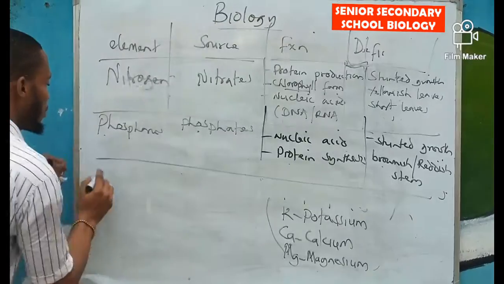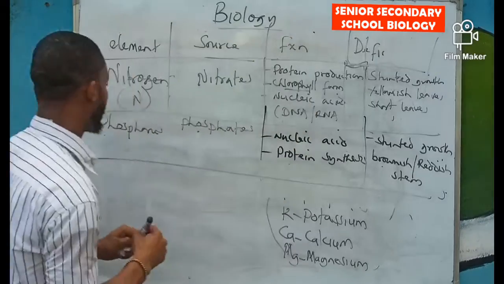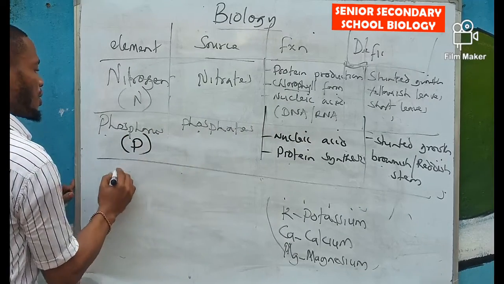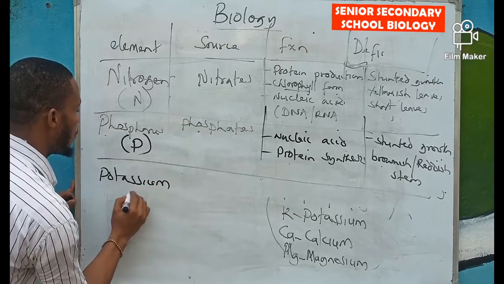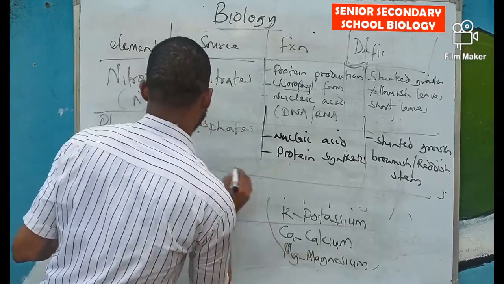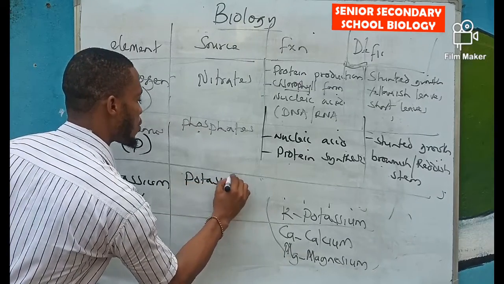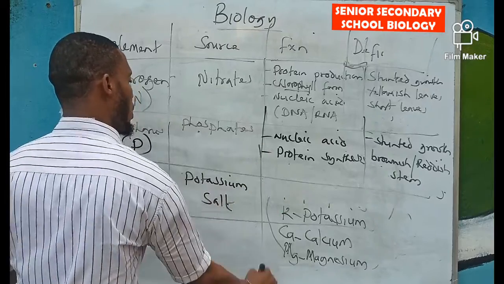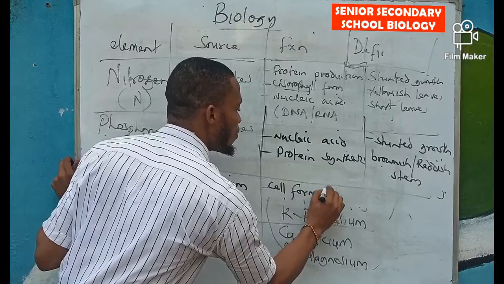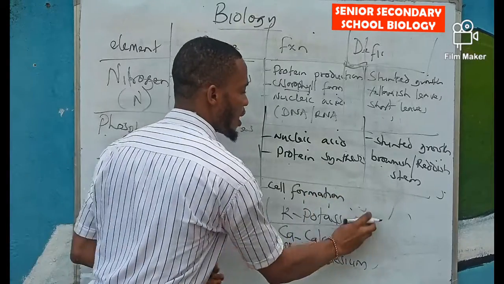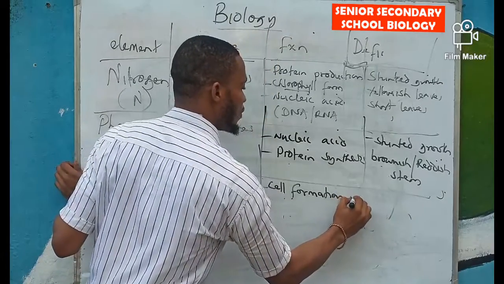Next, we have the potassium. This is N. This is your P, phosphorus, and then we have your potassium, which is your K. Now the source is called the potassium salt, also found in the soil. And what are the functions? We have cell formation. It helps to form new cells, cell formation and cell division.